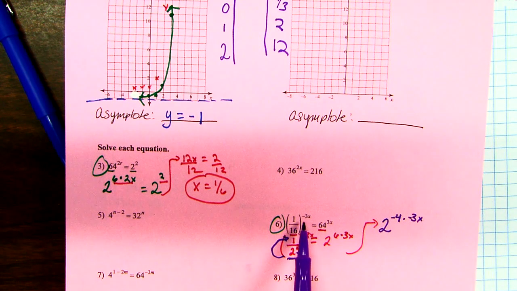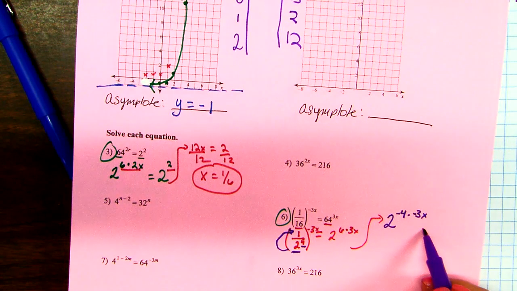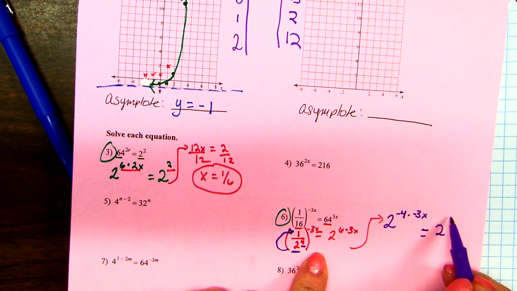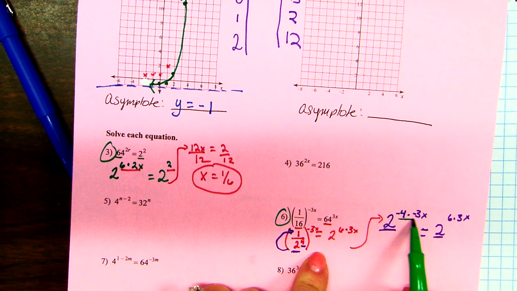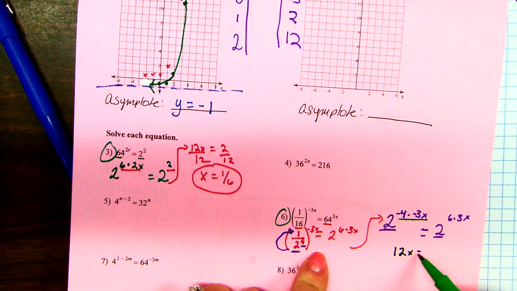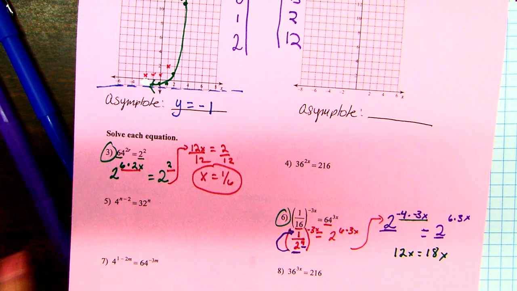This is such tiny writing. And then equals, we already changed the right-hand side. Let's remove that. The bases are the same. Now we can set the exponents equal to each other. So negative 4 times negative 3x is 12x. And 6 times 3x is 18x.